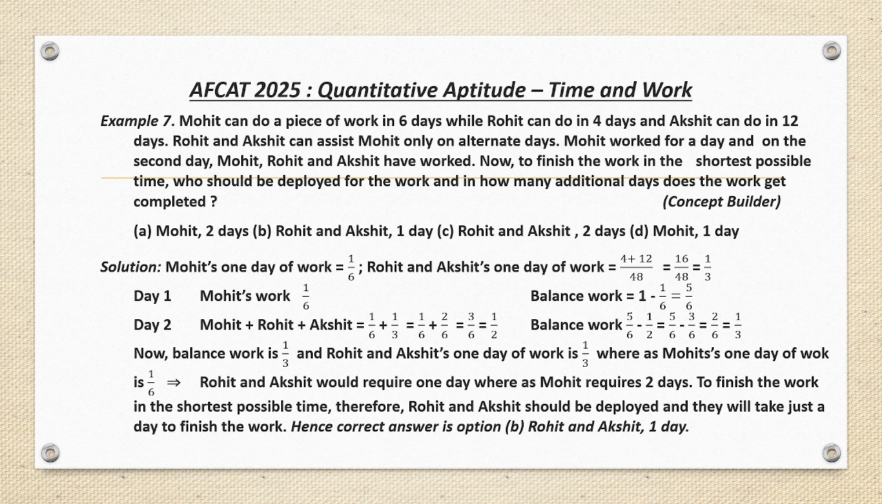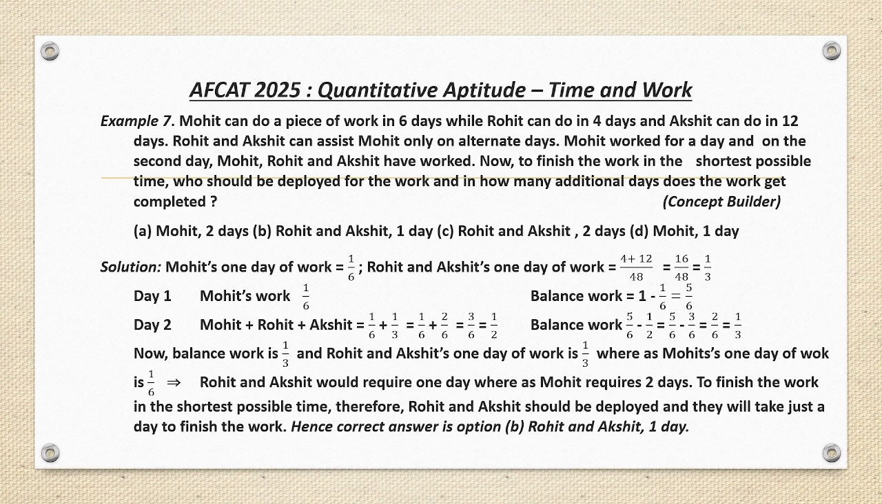Okay. Now let us see what is the solution. Mohit can do a piece of work in 6 days. That means his 1 day of work is 1 by 6. Rohit and Akshit's 1 day of work will be 1 by 4 plus 1 by 12. So I am putting the direct formula shortcut. So A plus B by A into B. That is 4 plus 12 whole divided by 4 into 12. That is 16 by 48. It is 1 by 3.